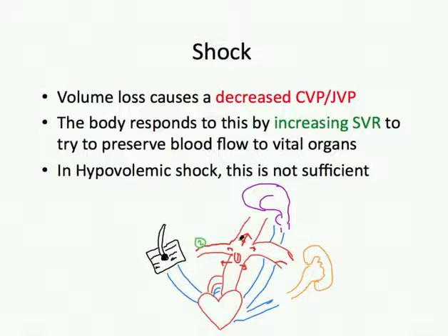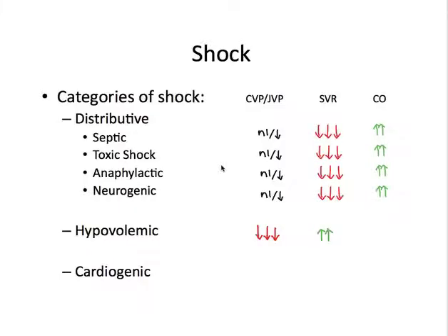The reason that we see shock here is that we've reached a point where this compensatory mechanism is no longer sufficient to maintain blood flow to our vital organs. So coming back to our arrow diagram, we said that our primary problem in hypovolemic shock is a loss of volume, and our primary compensatory mechanism is an increase in systemic vascular resistance. However, in this case we're getting shock, so this isn't able to successfully bring it quite back up, so we're going to see a decrease in our cardiac output on the whole.